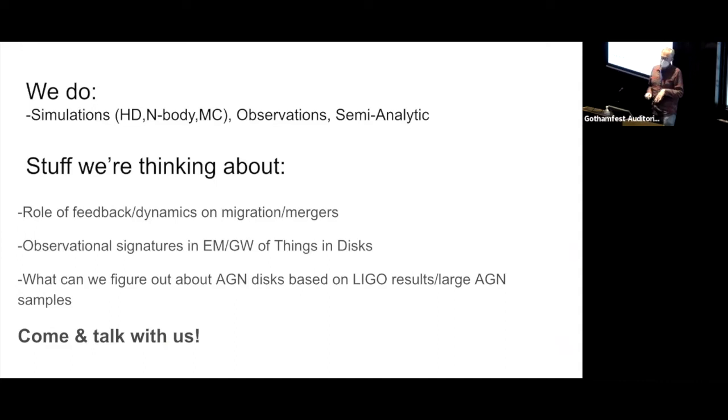Stuff we're thinking about right now, we're very interested in the role of feedback from embedded objects onto the surrounding gas in the disk and what that does to the process of things moving through the disk. Also observational signatures and the impact that has on mergers. We're also very interested in the unique observational signatures in both EM and GW of these things in disks, and what we can figure out from large samples from LIGO and large AGN surveys. So come and talk to us. Thank you.